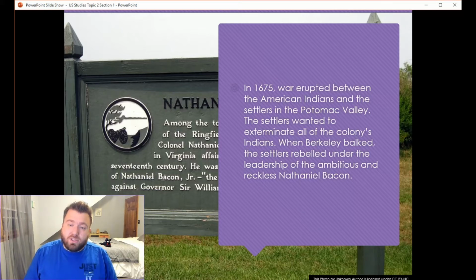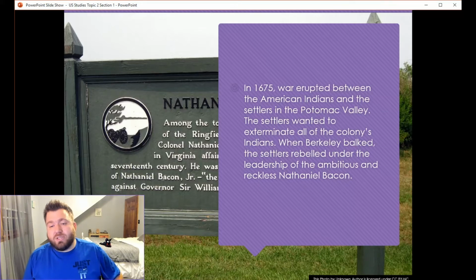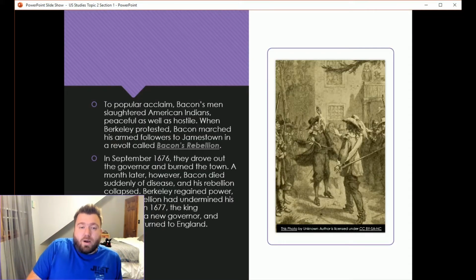The settlers wanted to exterminate all of the colony's Indians. When Berkeley balked, the settlers rebelled under the leadership of the ambitious and reckless Nathaniel Bacon. To popular acclaim, Bacon's men slaughtered American Indians, peaceful as well as hostile. When Berkeley protested, Bacon marched his armed followers to Jamestown in a revolt called Bacon's Rebellion. In September 1676, they drove out the governor and burned the town.